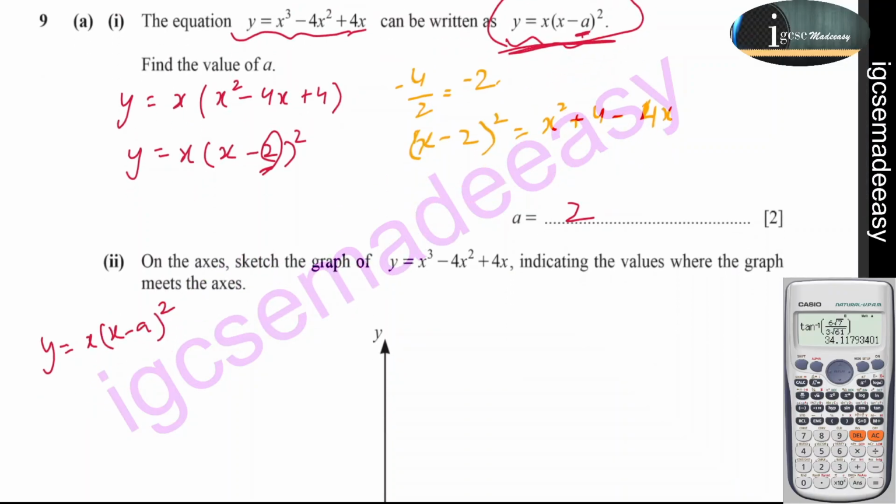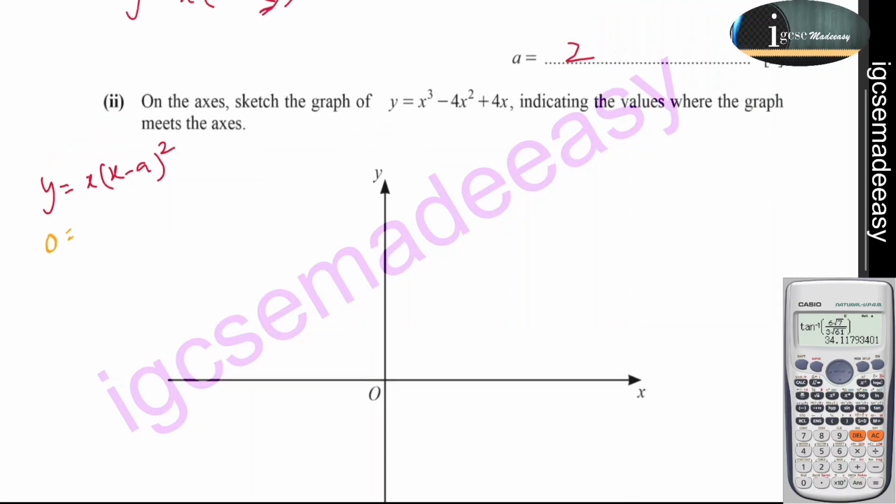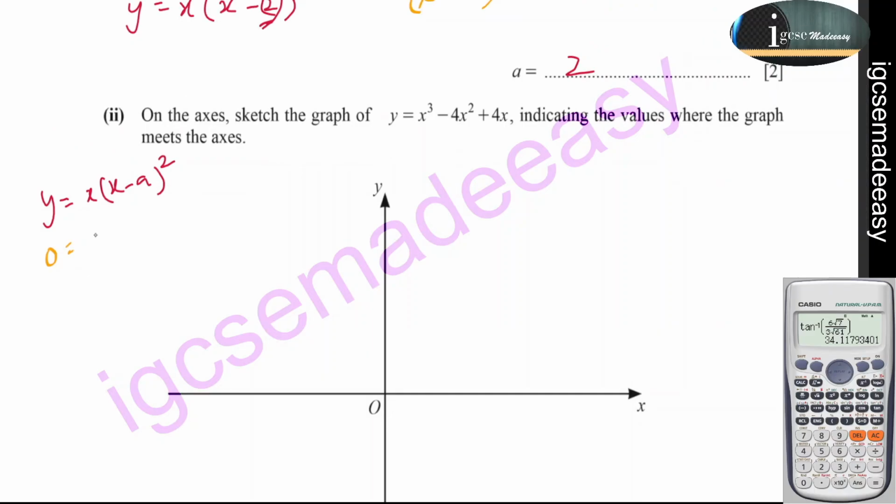For finding where the graph meets the x-axis, we can make y as 0 because at x-axis y equals to 0, right? So y equals to 0, and x into x minus a, where we got the value of a as 2, whole square equals to 0. So we got the value of x as 0 and x minus 2 whole square as 0, right?